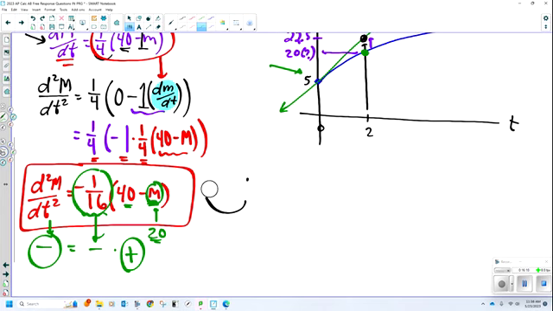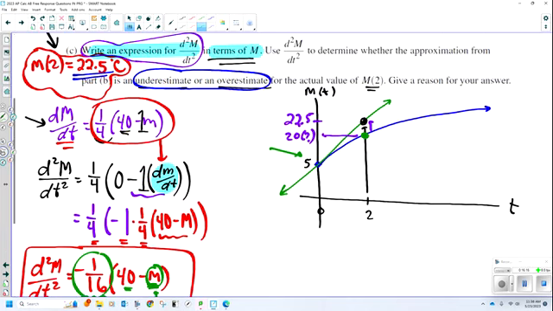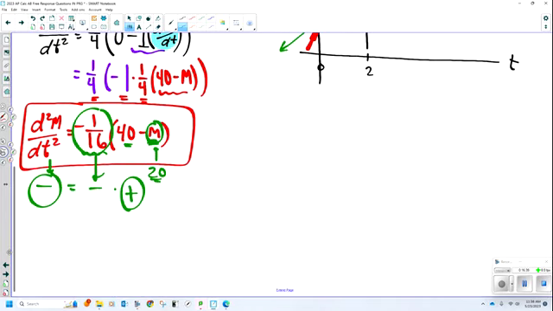So what I'm going to say is our estimate, our guess, is an overestimate. How come? Because this will always be concave down. Our second derivative is negative, so this will always be concave down. Okay, so at this point of contact, I'm always going to concave below it. All right, and that's the whole premise behind figuring out if something's an overestimate or an underestimate.